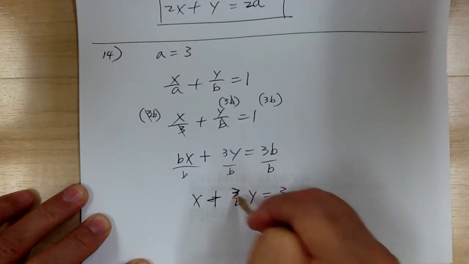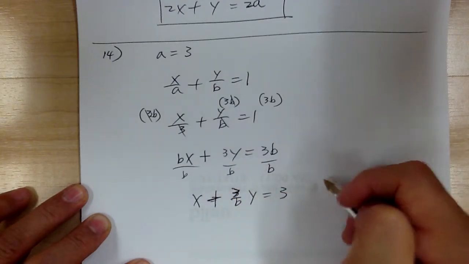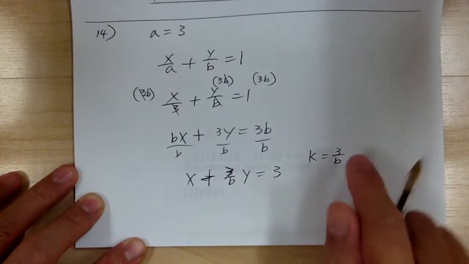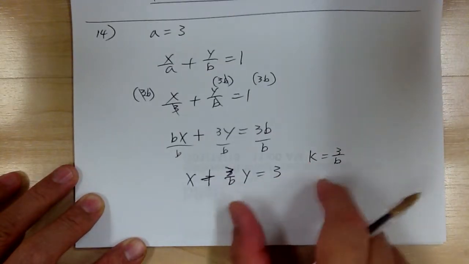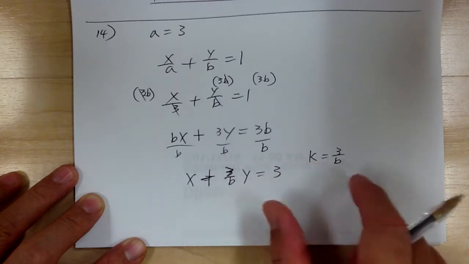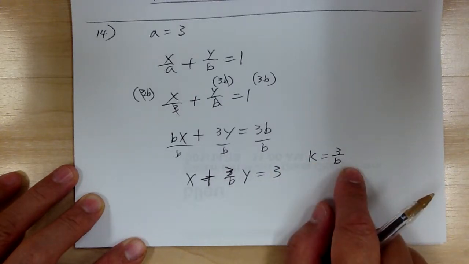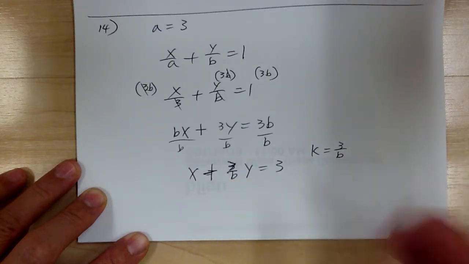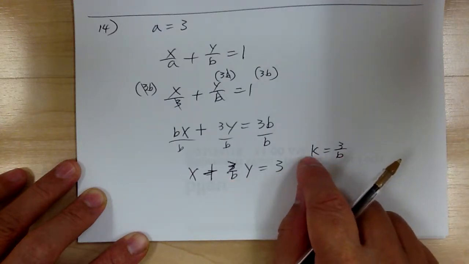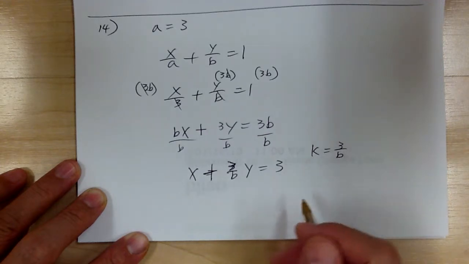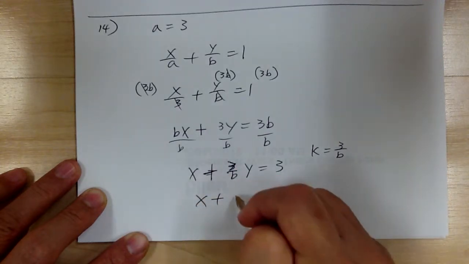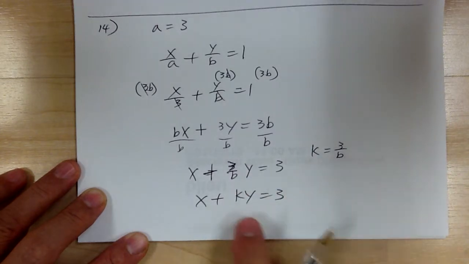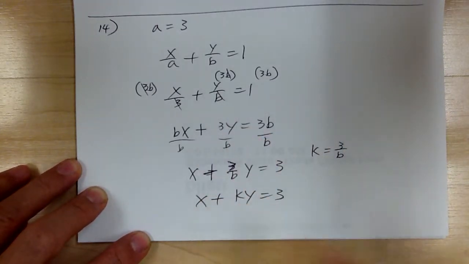3. Now this looks kind of messy. So what you can do is let k equal to 3 over b. That's what the book did. Again, you can use any variable, any constant to do the substitution. If you let k equal to 3 over b, because b is a number and k is also just another number, you just use a different variable to represent a different number. So this becomes x plus k y equal to 3. That's how you get the book answer. So you can simplify it that way.